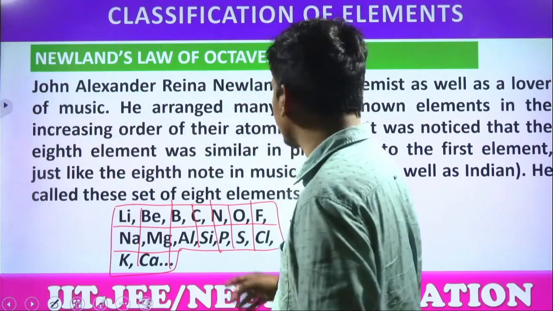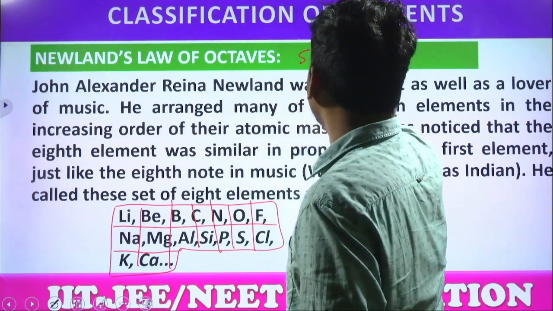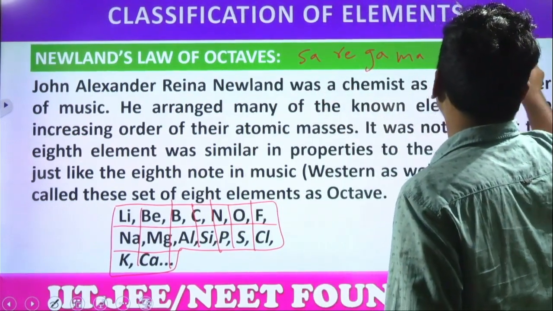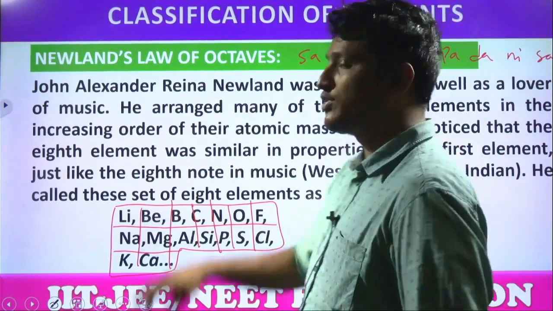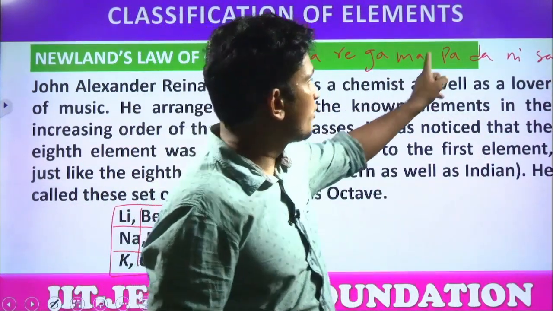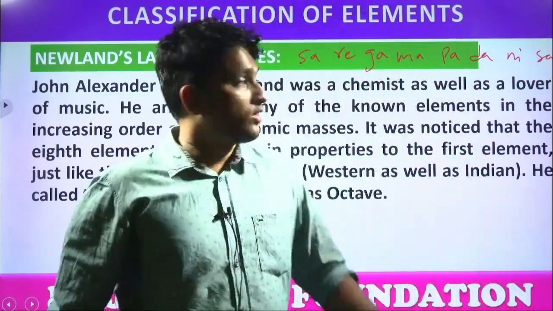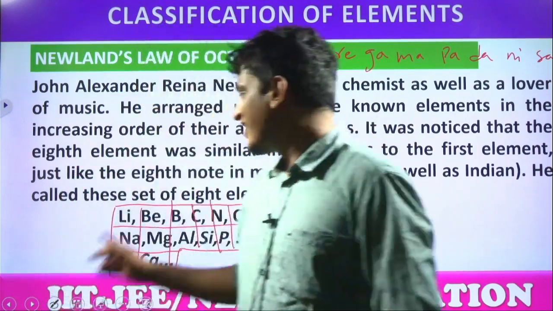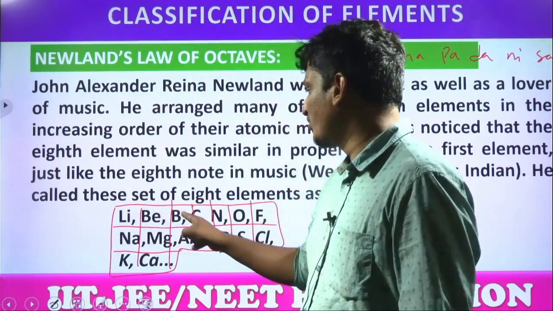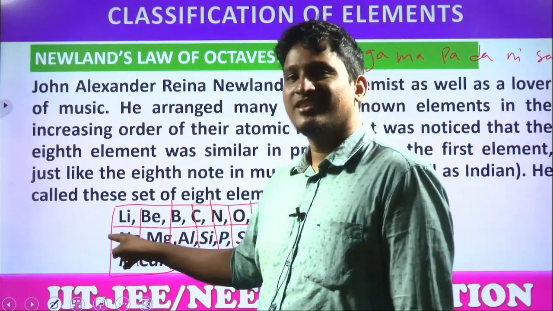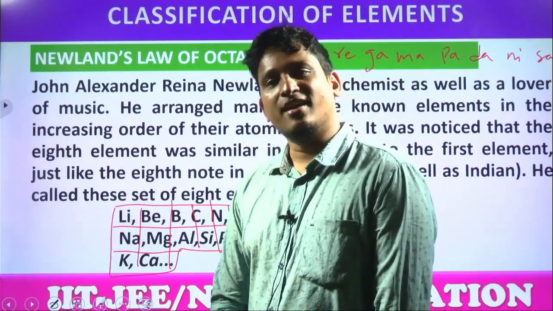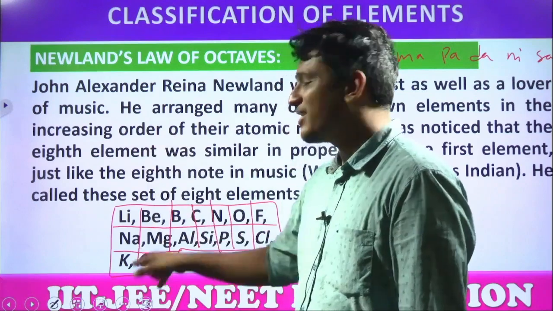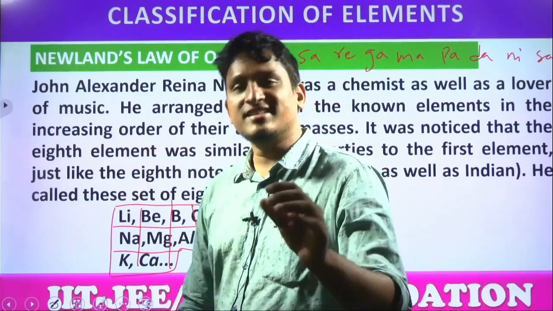What are musical notes, students? Musical notes are sa, re, ga, ma, pa, da, ni and sa. Let's count all these musical notes: 1, 2, 3, 4, 5, 6, 7, 8. Look at the first sound, sa. Eighth sound, sa. Same sounding or not, first and eighth. Look at the first element, lithium. Let's count: 1, 2, 3, 4, 5, 6, 7, 8. So lithium and sodium have the same chemical reactivity. Why? Because the first sound and eighth sound are similar. So the first element and eighth element have the same reactivity. That is the reason he gave.